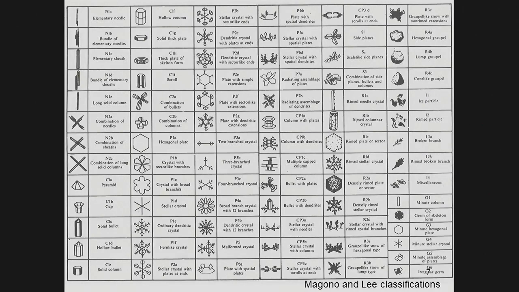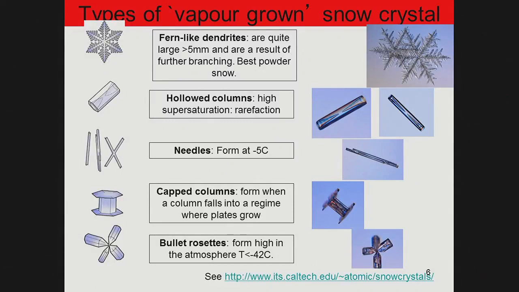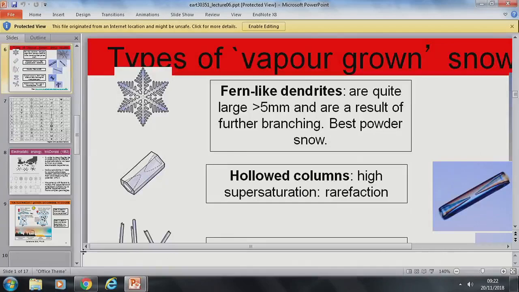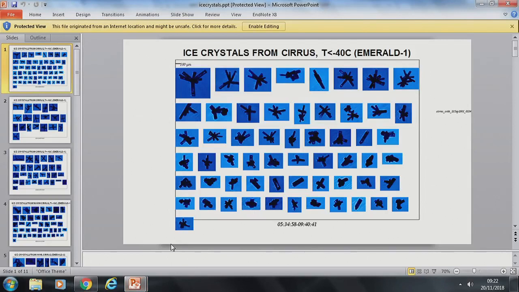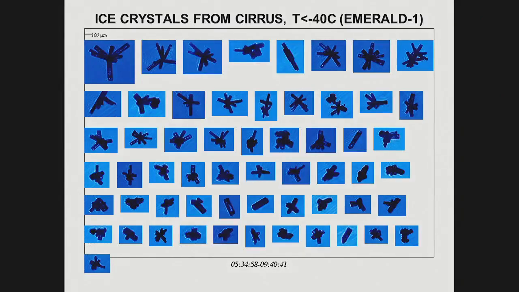Anyway, these images are grown in perfect laboratory conditions, so they look quite nice. I just want to show you some examples of ice crystals that grow in the atmosphere, so real ice crystals that we've observed from the aircraft. We fly through clouds and take images on the aircraft. This gives you an idea of the scale: this scale here is about 100 microns across. These images were taken in a field campaign called, they have all these fancy acronyms, EMERALD-1.